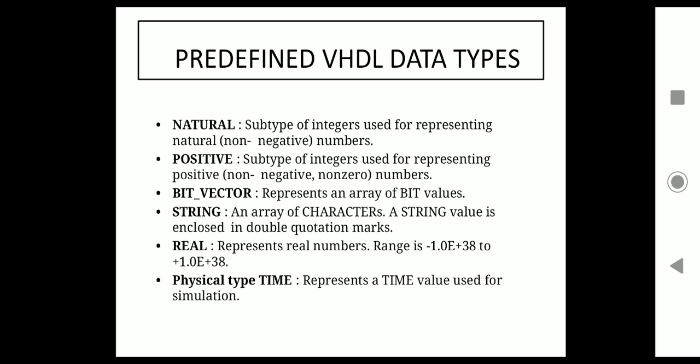Now, the real predefined data type. It represents real numbers. It ranges from minus 1.0e+38 to plus 1.0e+38. Now, physical type time represents time values used for simulation. For simulation purposes, we have to use some delays, some timing values, so that physical type time represents that timing value, and that can be used for simulation purposes.